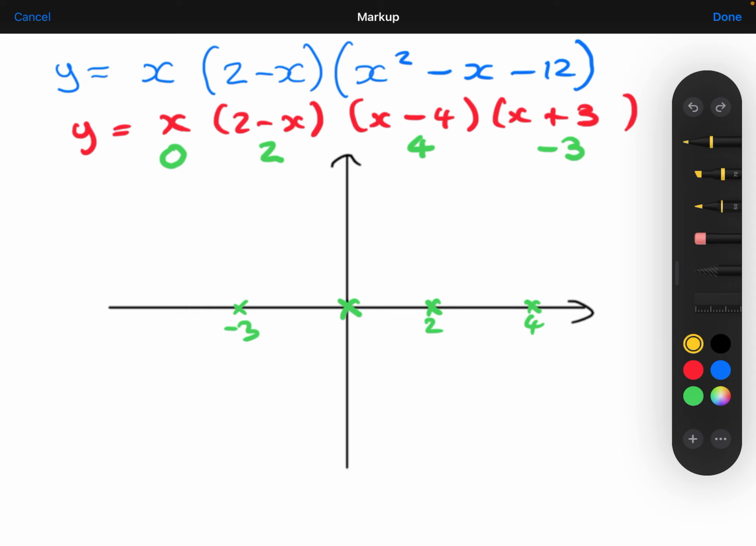The y-intercept will be when x is 0. So if I put 0 here, here, here, and here, you can see that this 0 at the front would multiply all of that by 0. So it doesn't really matter what all of that is. The y-intercept is going to be 0.